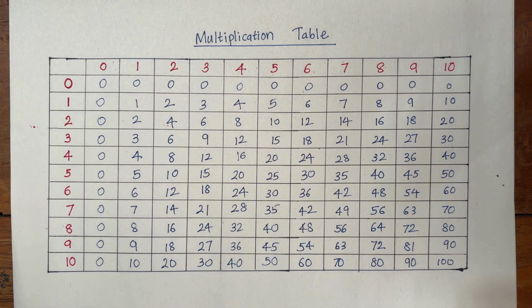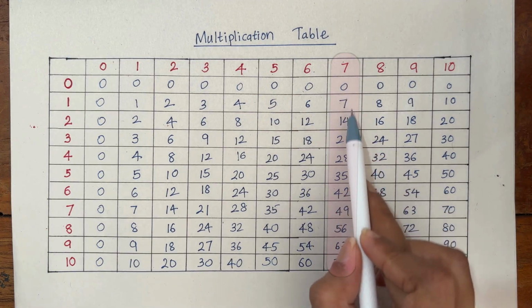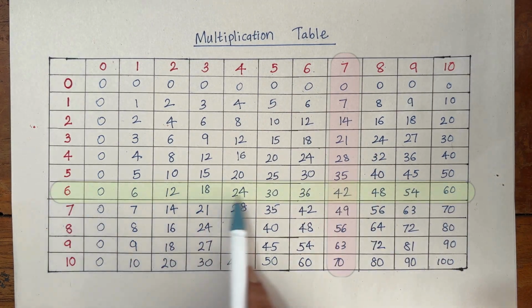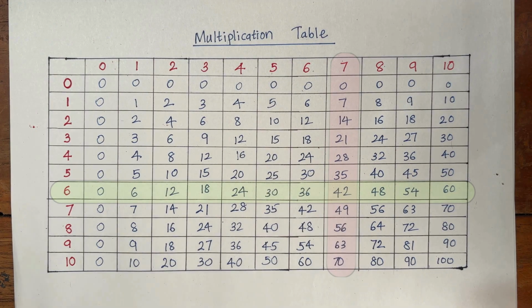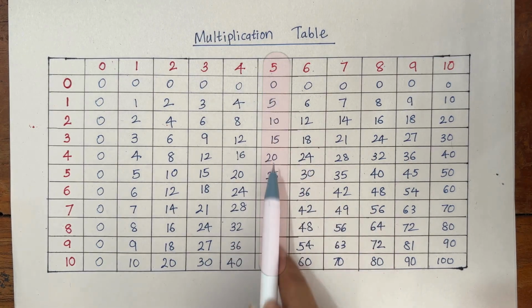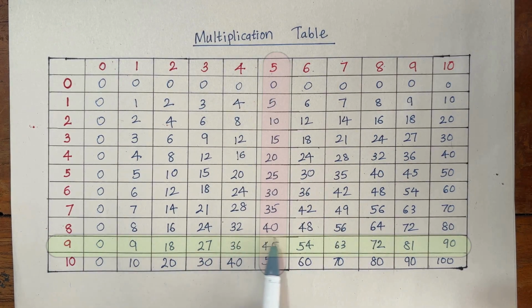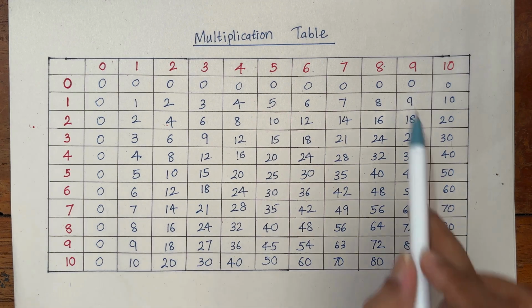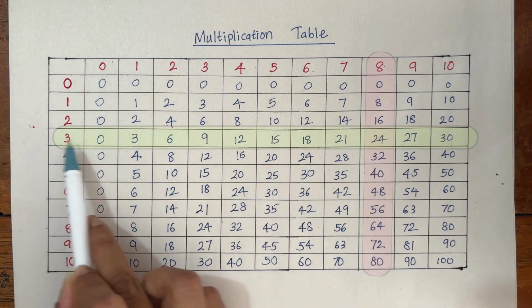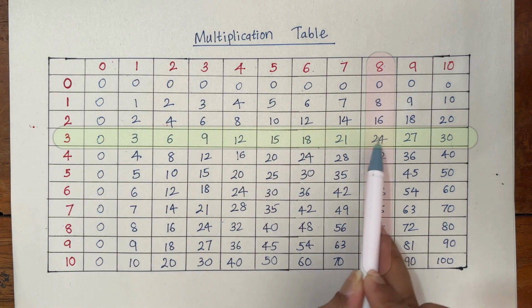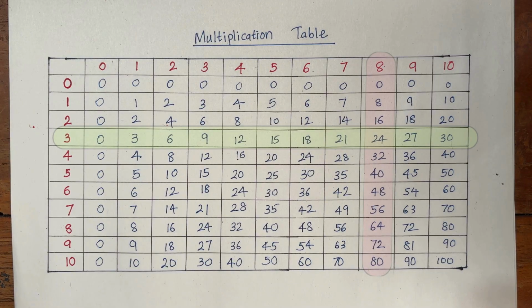Okay, now this is the completed multiplication table. So how to use this one? Okay, what is 7 times 6? 7 times 6, 42. What is 5 times 9? 5 times 9, 45. What is 8 times 3? 8 times 3, 24. That's how we are using this table.